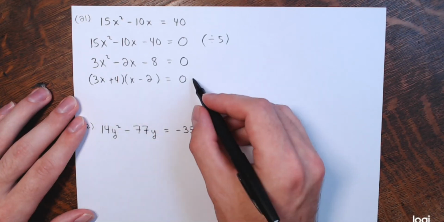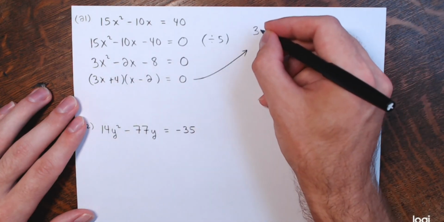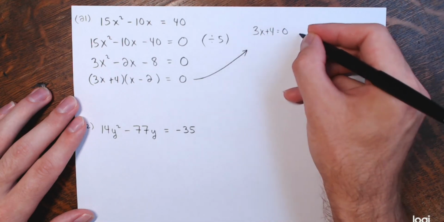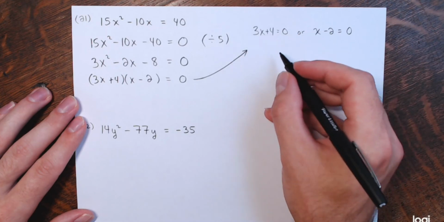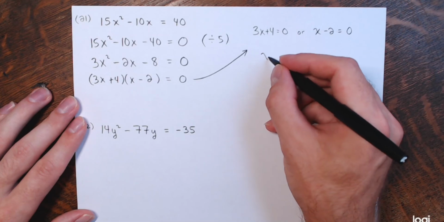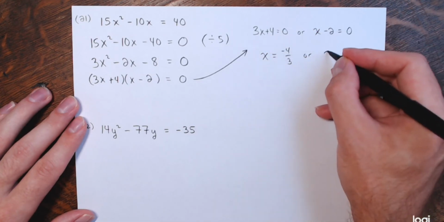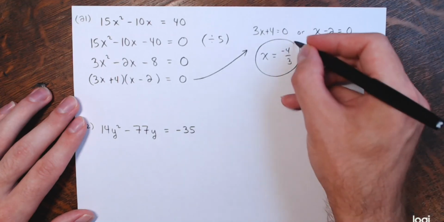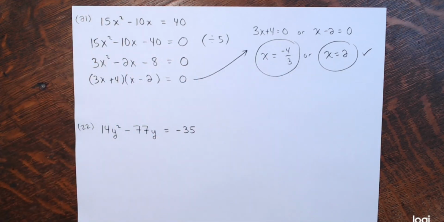I have a product equal to 0, so I can apply the zero product property. Either 3x plus 4 equals 0, or x minus 2 equals 0, and solving each gives me the solutions to this equation. You should check them, of course. So x is equal to negative 4/3, or x equals 2. There's your solutions, negative 4/3 and 2. Again, check them back in the original equation. This should make a true statement, both of them.